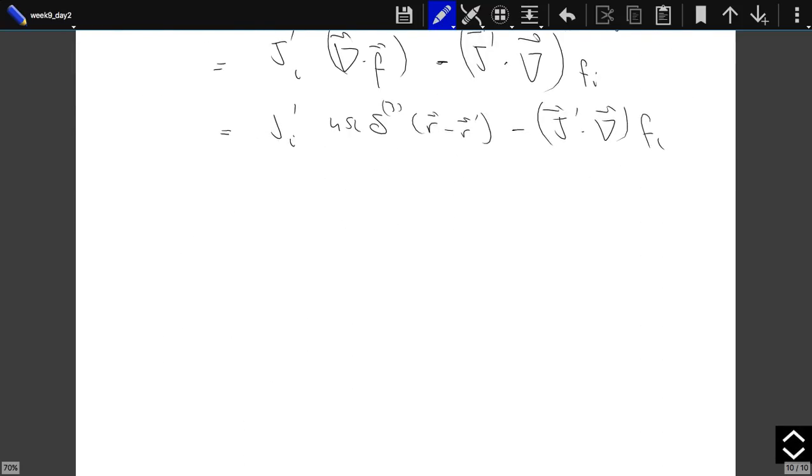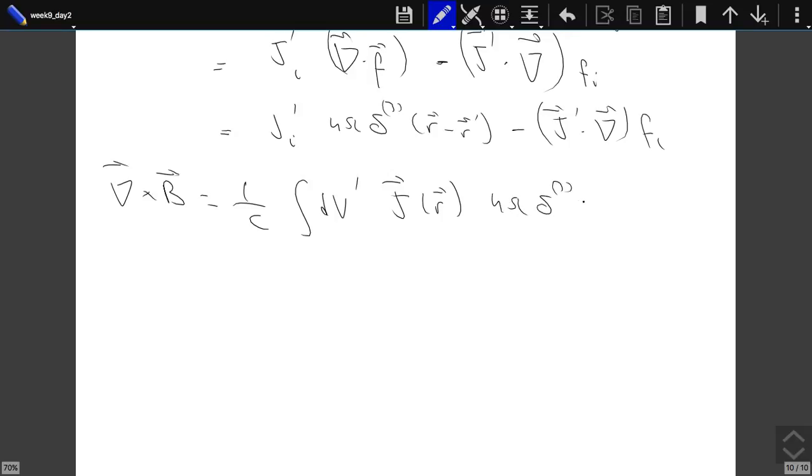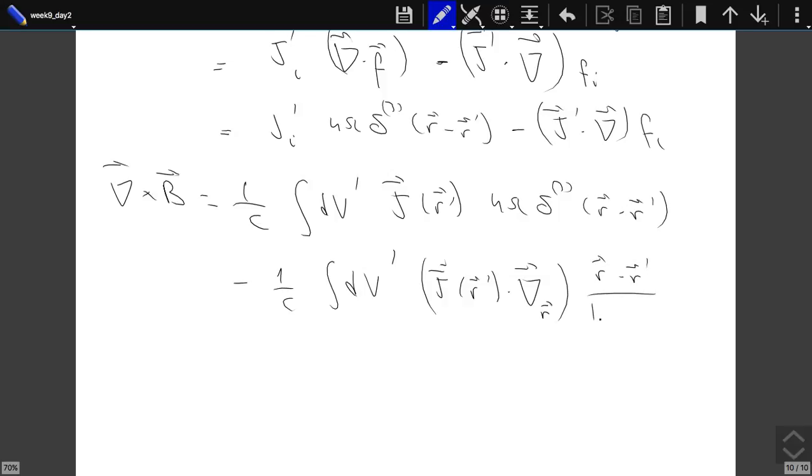Now let's go back. The curl of B. This is 1 over c times the integral of this expression. So it is dV prime J prime J at the point r, 4π times the Dirac delta three of r minus r prime, minus 1 over c dV prime J at the point r prime scalar product with the gradient with respect to r times (r minus r prime) over |r minus r prime| cubed.